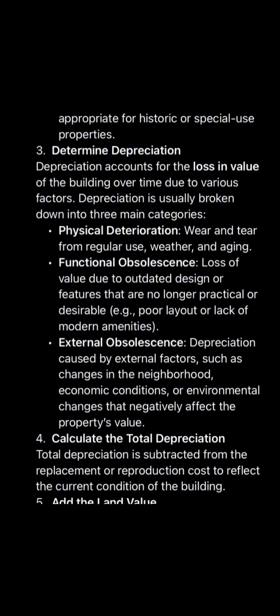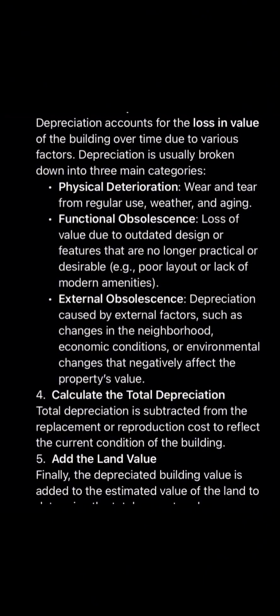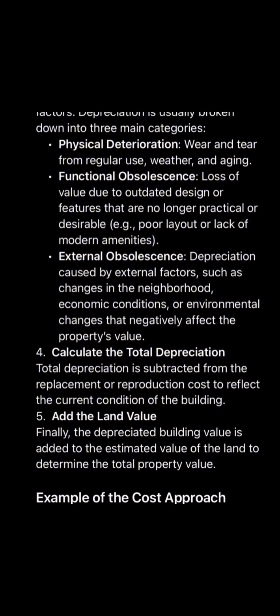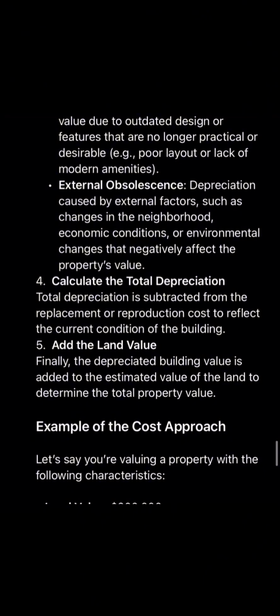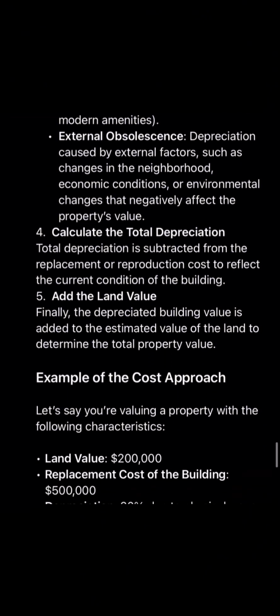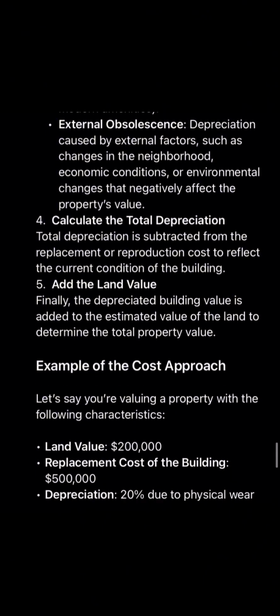3. Determine depreciation. Depreciation accounts for the loss in value of the building over time due to various factors. Depreciation is usually broken down into three main categories: physical deterioration, wear and tear from regular use, weather, and aging; functional obsolescence, loss of value due to outdated design or features that are no longer practical or desirable, e.g., poor layout or lack of modern amenities; external obsolescence, depreciation caused by external factors, such as changes in the neighborhood, economic conditions, or environmental changes that negatively affect the property's value.